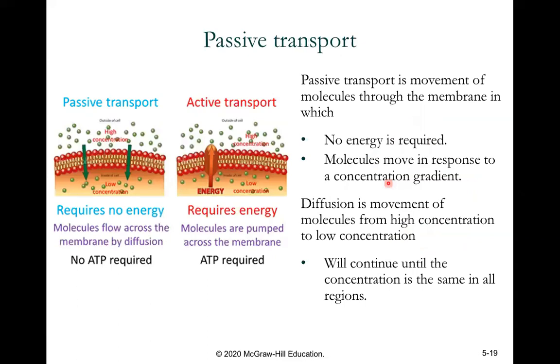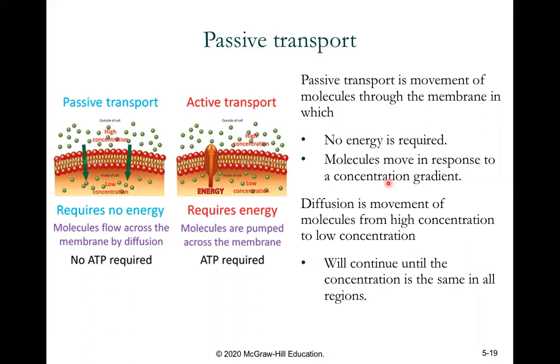Passive transport is the movement of molecules through the membrane in which no energy is required. Molecules move in response to a concentration gradient, and we know that diffusion is the movement of molecules from high concentration to low concentration. And this will continue until concentration is the same in our regions. Remember, this is also back to our term homeostasis, in which all organisms and all animals are looking to go back to the state of homeostasis. Regardless of what end of the spectrum they are on, homeostasis is always the objective.